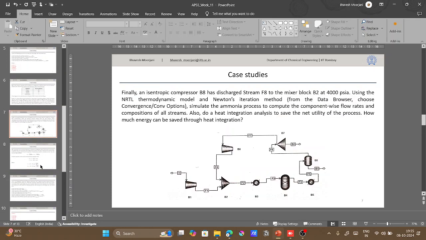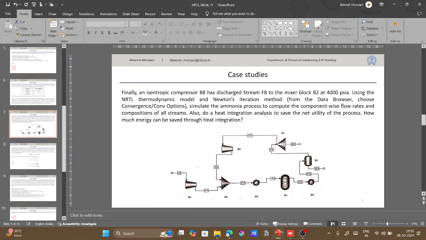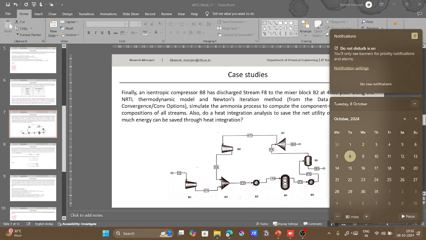So basically the idea here was how we can save energy, since we have an exothermic reaction happening as well as a cooling requirement. We can generate steam with the help of this exothermic outlet. That steam can be used within the plant or outside the plant also. So that was case study 3 for today's class. Now we are almost close to the end of the session.